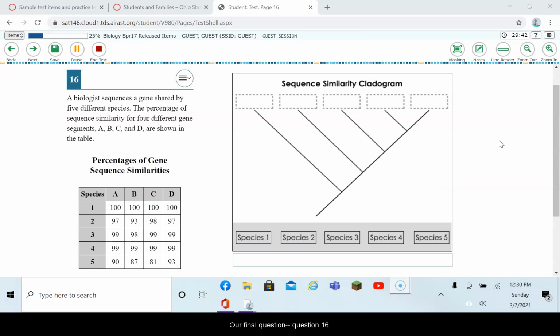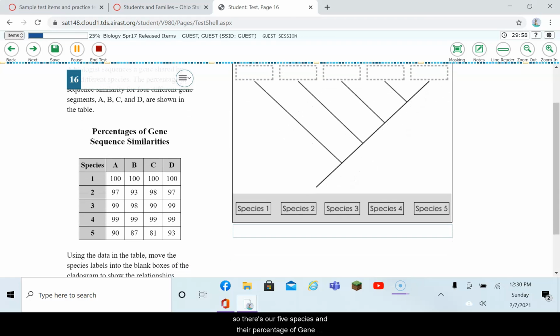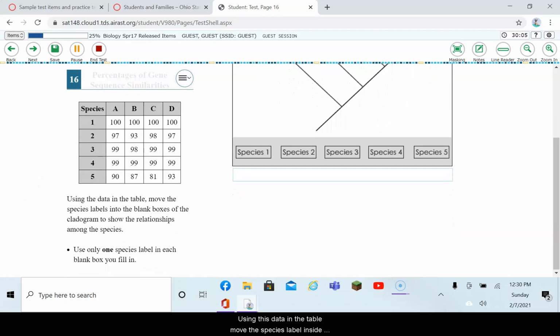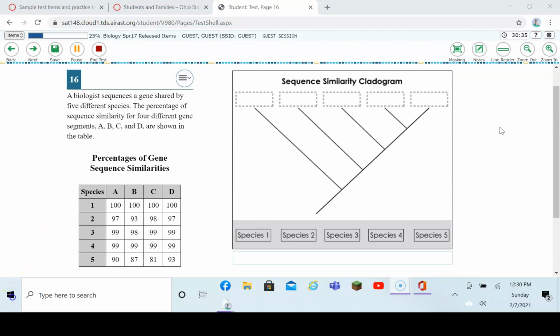Our final question is question 16. A biologist sequenced a gene shared by 5 different species. The percentage of sequence similarity for 4 different gene segments, A, B, C, and D, are shown in the table. So there's our 5 species and the percentage of gene sequence similarities. Using this data in the table, move the species label into the blank boxes of the cladogram to show the relationship among the species. Use only one species label in each blank you fill in.